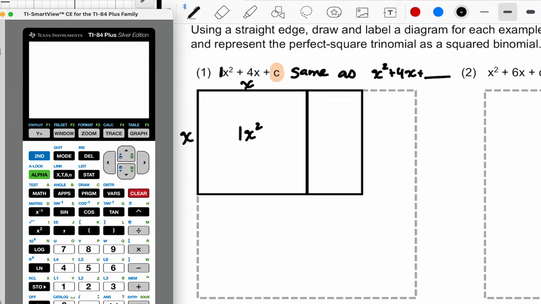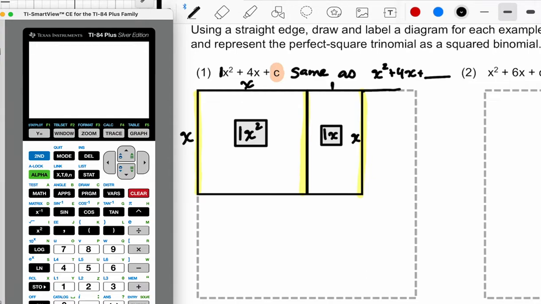Now we know opposite sides of a rectangle are congruent. So this side is going to have the same length as this side and this side. If I tell you that this side has a length of 1, then we have a rectangle that has an area of just 1x. So I have 1x squared and 1x. Now I need 4 x's, not 1x, so I would need 3 more of those 1x's.